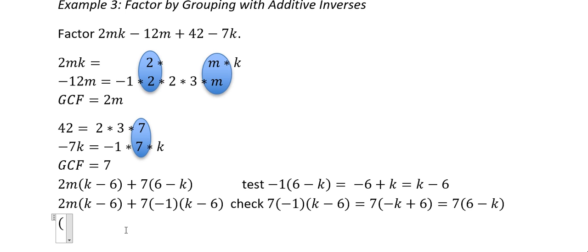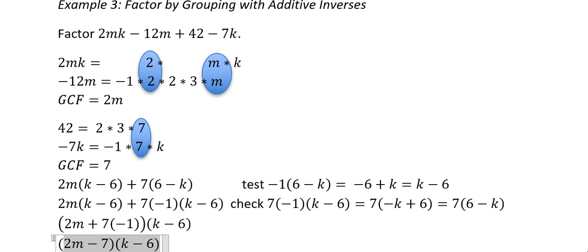Everything else that's outside. So the first part just has 2m. The second term has a 7 and a negative 1. So for now, I'll go ahead and write 7 times negative 1. You can just immediately, if you see it, just write minus 7 there. The other term is what matches. That's k minus 6. So the last final form is 2m minus 7 times k minus 6.